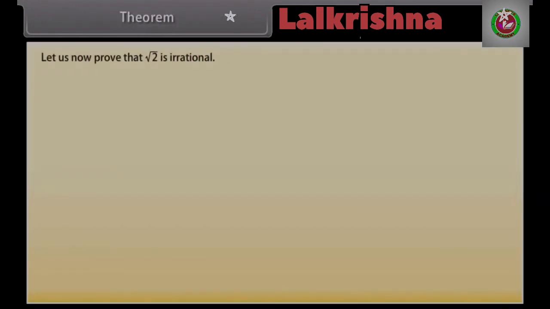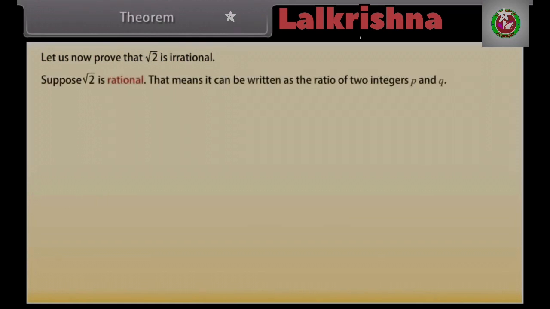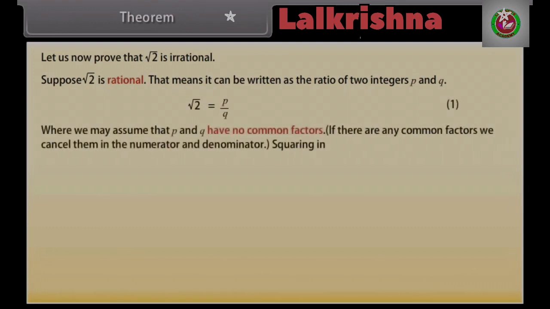Theorem: Let us now prove that square root 2 is irrational. Suppose square root 2 is rational. That means it can be written as the ratio of two integers p and q. Square root 2 is equal to p upon q, which is equation 1, where we may assume that p and q have no common factors. If there are any common factors, we cancel them in the numerator and denominator.